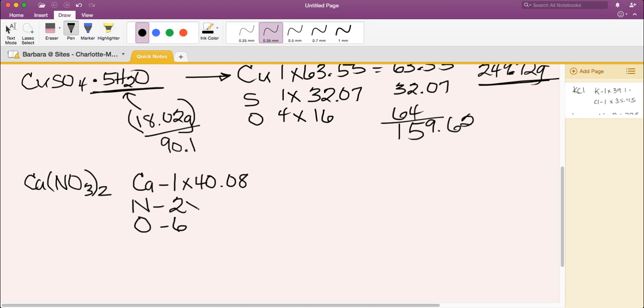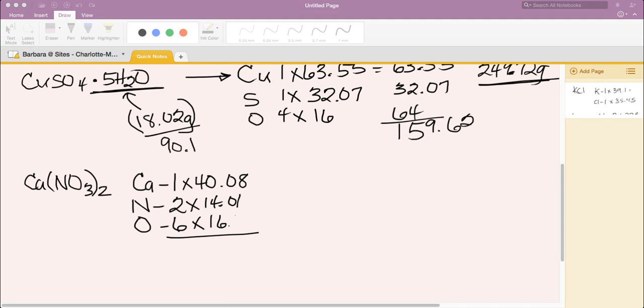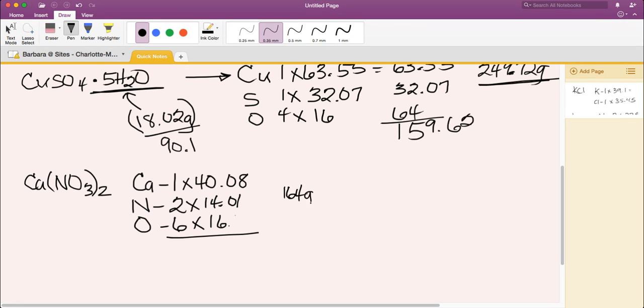Nitrogen has a mass of 14.01, and oxygen has a mass of 16. All right, so now you're going to multiply all of that through, and your total mass rounded to the nearest whole number, once you multiply and add your numbers together, you should get a mass of 164 grams. And if you notice on the handout, most of your masses are rounded to the nearest whole number. Some masses are not. Do not get thrown off by that.